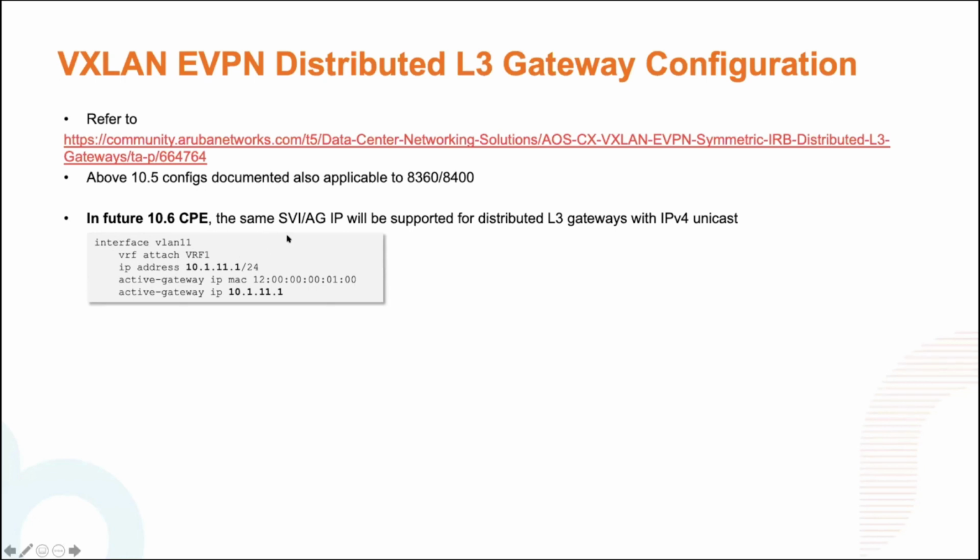The much awaited SVI and Active Gateway, same IP for SVI and Active Gateway, is actually not supported in 10.6. We are planning to support that, it just slipped through, in the later part of the release. So we will support that in a future release, and it's expected sooner.